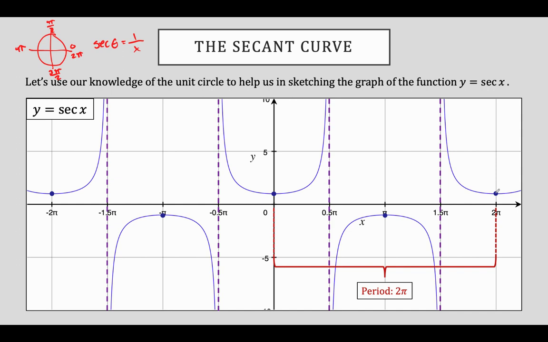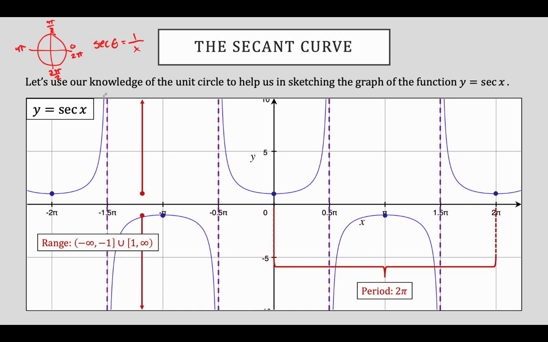The range of y equals secant of x, well, that's going to be negative infinity to negative 1, right? From negative infinity up to negative 1 with a bracket on negative 1 because we include that value. It hits y equals negative 1. And from positive 1 to infinity. Here's y equals positive 1, and the graph goes up to positive infinity.